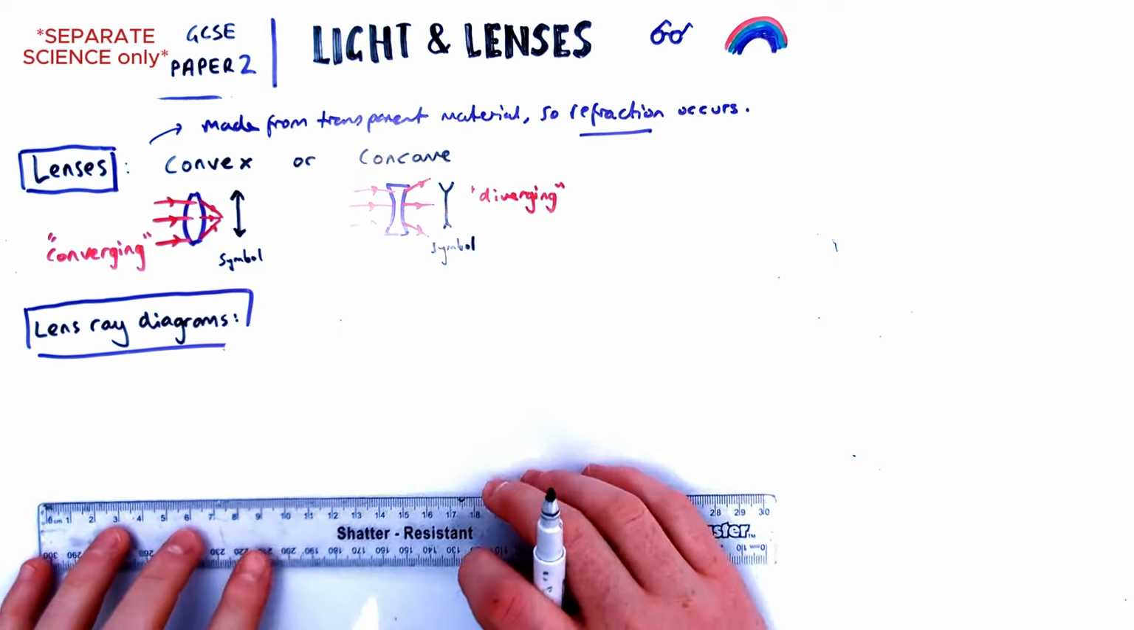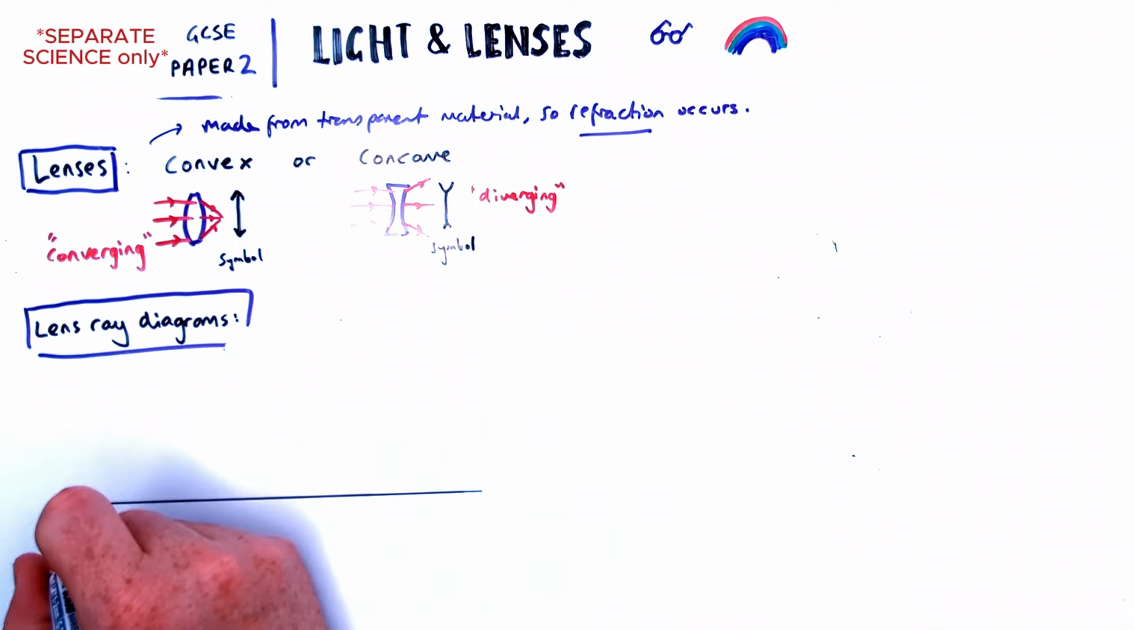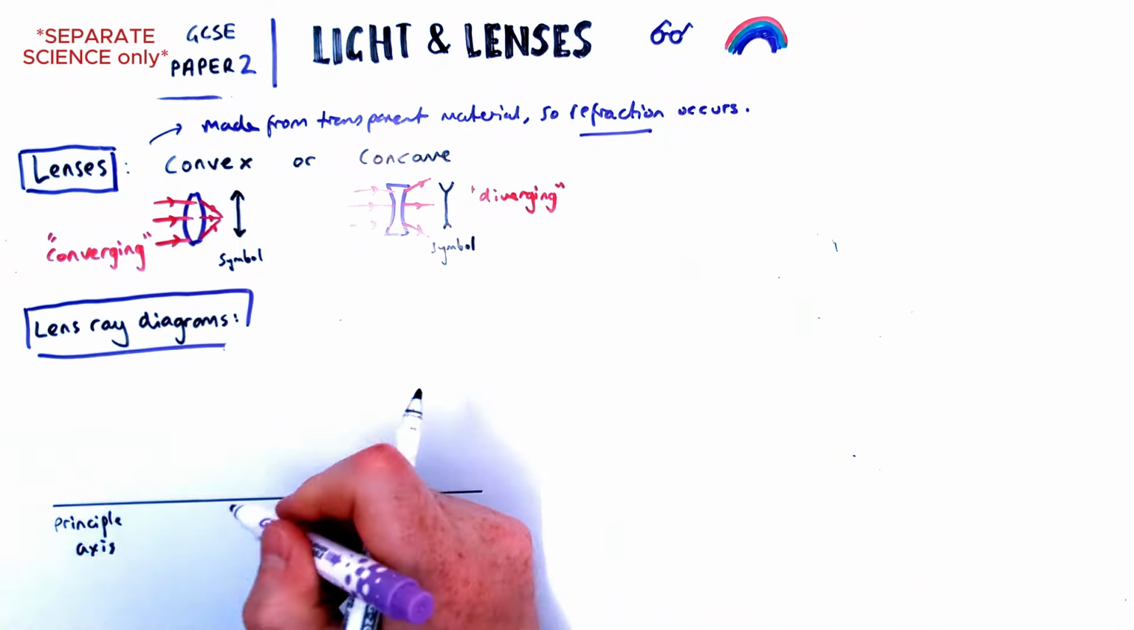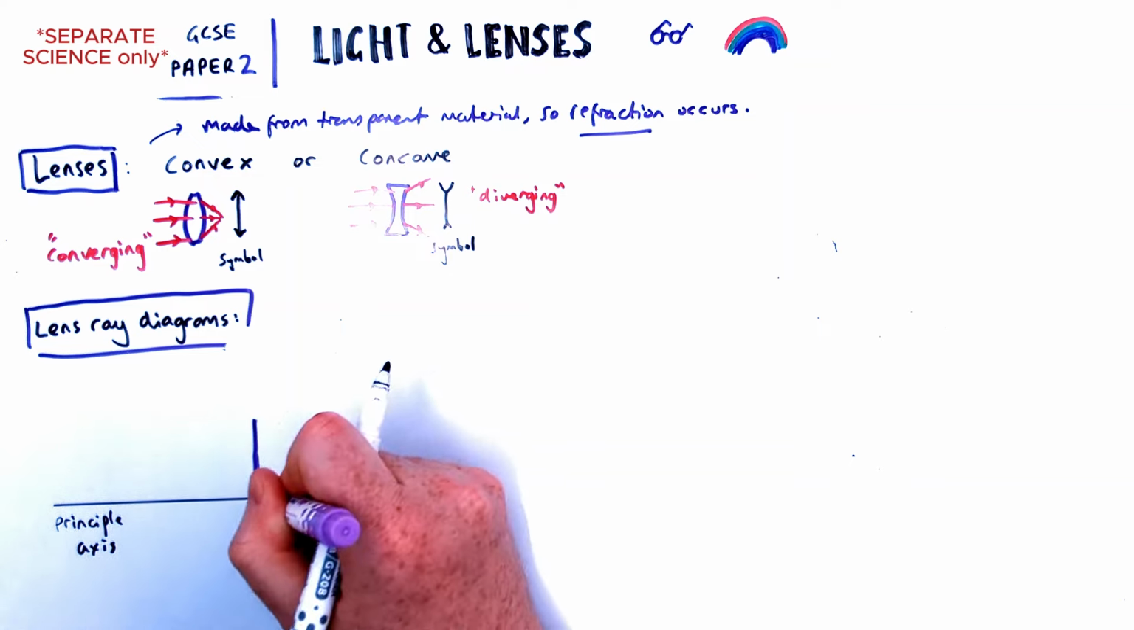So let's set up our ray diagram. We've got a horizontal line, which is called the principal axis, and we're going to set up our lens. I'm going to use the symbol for the convex lens in the middle.